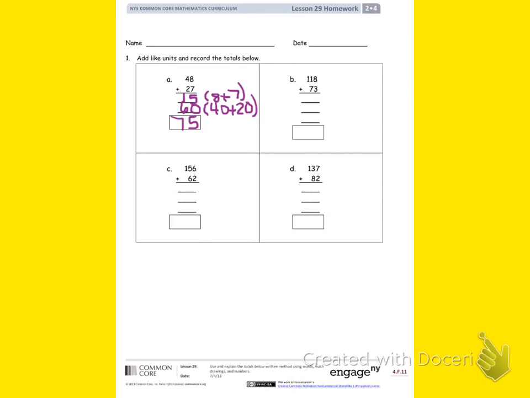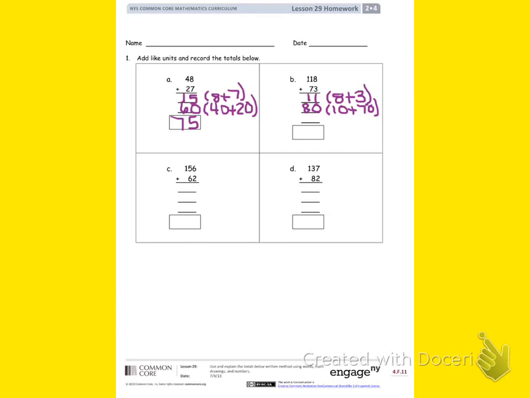Let's do item B together. 118 plus 73. First we'll add the ones. 8 ones plus 3 ones is the same as 8 plus 3, which is 11. 11 ones. Now the tens place. 1 ten plus 7 tens. That's the same thing as saying 10 plus 70. 1 ten plus 7 tens is 8 tens, or 80.